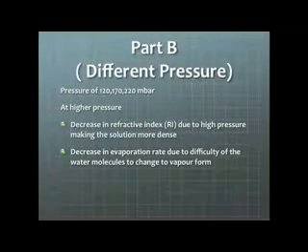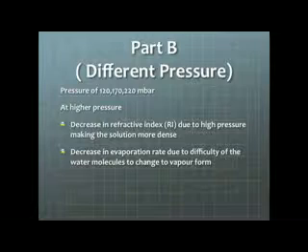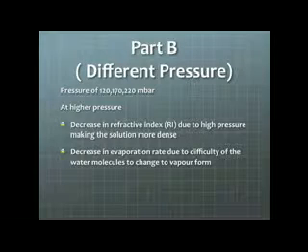For Part B, the measurement of different pressure, the pressures taken are 120, 170 and 220 millibar. At higher pressure, we can see that there is a decrease in the refractive index because the high pressure makes the solution more dense, and there is also a decrease in evaporation rate because as the pressure increases, it will push down the water vapors onto the surface of the solution, making it difficult for the water molecules to change from liquid to vapor form. Thus, it decreases the evaporation rate.